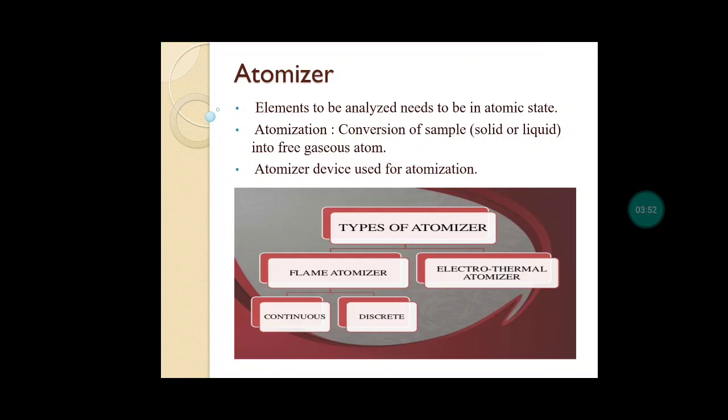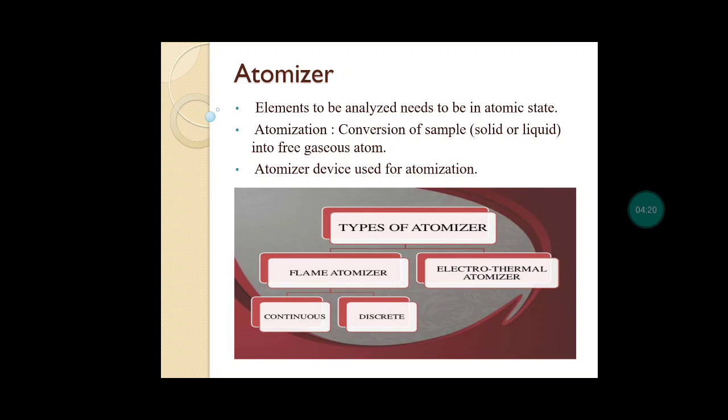Then the atomizer. The element to be analyzed needs to be in an atomic state. Atomization is defined as the conversion of a solid or liquid sample into free gaseous atoms. An atomizer is the device used for atomization. There are two types of atomizers: the flame atomizer and the electrothermal atomizer.